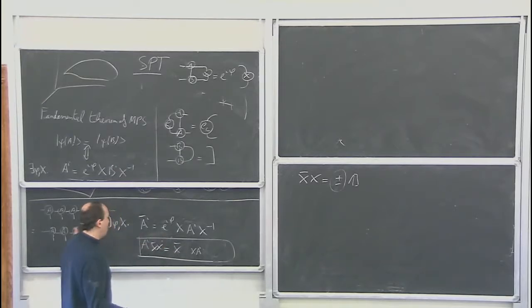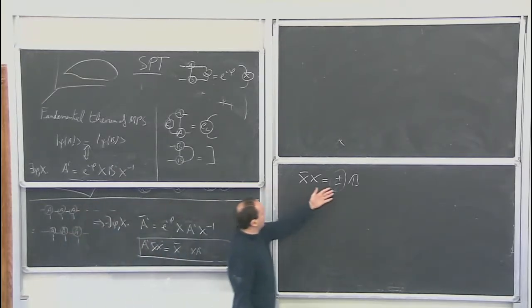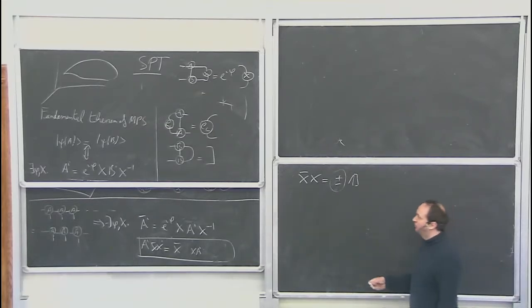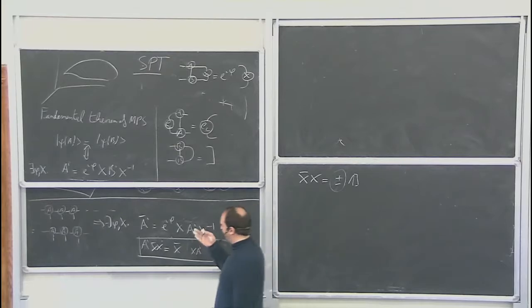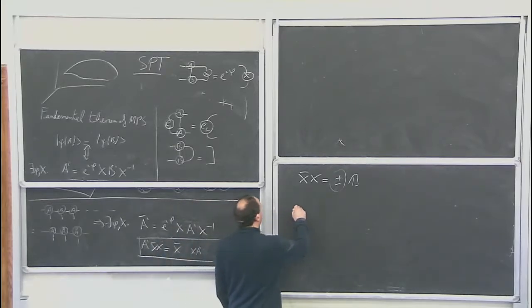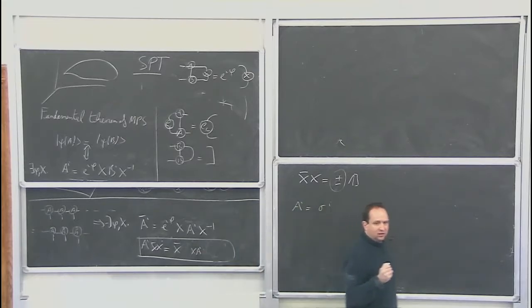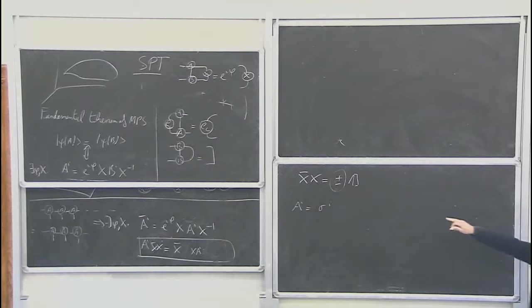And the beautiful example that satisfies this is the AKLT chain that we talked about before. So what is the AKLT chain? In the AKLT chain, the matrices A^i are nothing more than the Pauli matrices. So you have three: sigma x, sigma y, sigma z. These are the Pauli matrices.